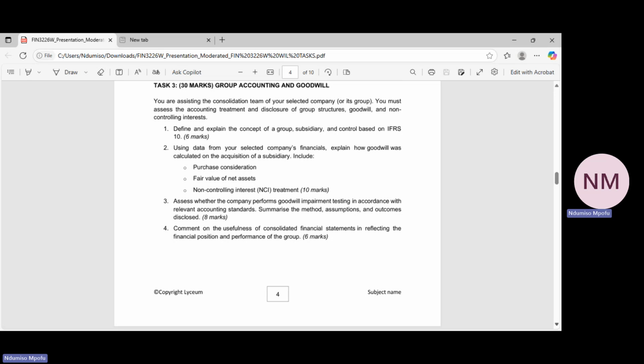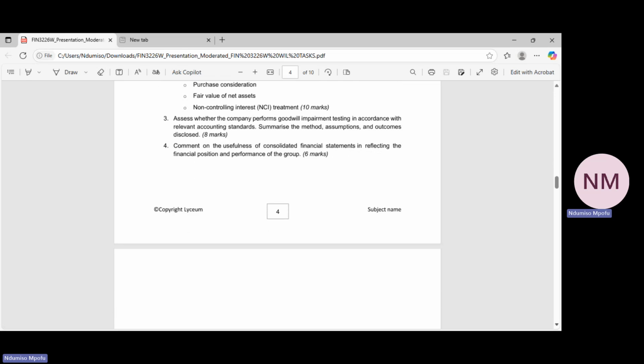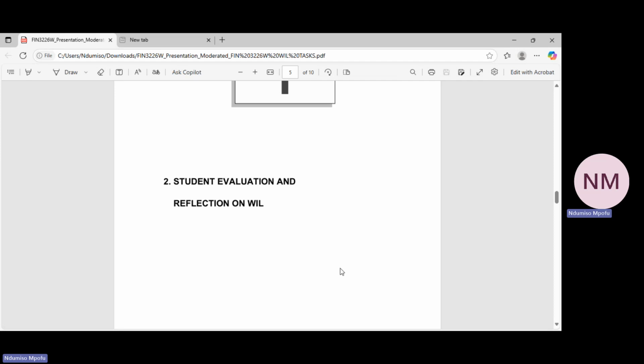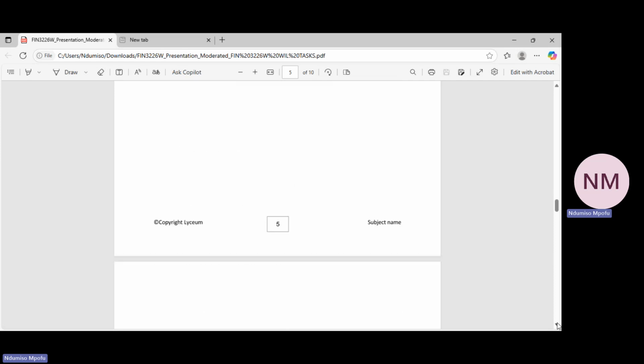All tasks add up to 90. Why? Because there is a last section, which is the WIL reflection. Most of you ignore the WIL reflection, but it is a requirement. So it's allocated 10 marks. Let me just go down.